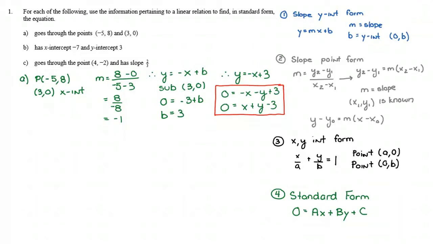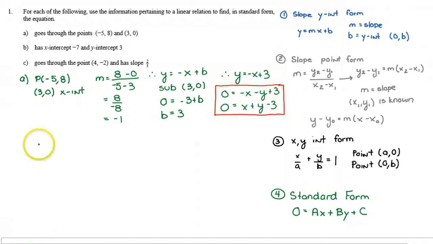Let's work in black. So B, I get really excited because I see I have the x-intercept and the y-intercept. So we know it has the point negative 7 comma 0 as well as the point 0, 3. So I can very quickly use x-y-intercept form, and I can say x over negative 7, and often we'll write it like this, plus y over 3 equals 1, and I'm done.